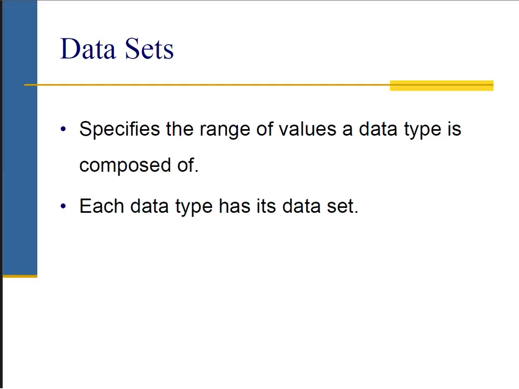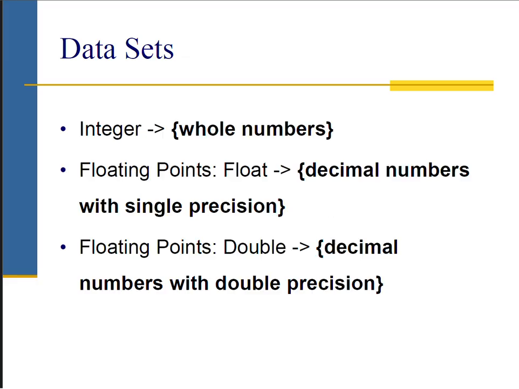Datasets. A dataset specifies the range of values a data type is composed of. Each data type has its dataset. Now, the integer deals with whole numbers. They store whole numbers. And also float deals with decimal numbers. They store decimal numbers with single precision. And we have the double, decimal numbers with double precision.